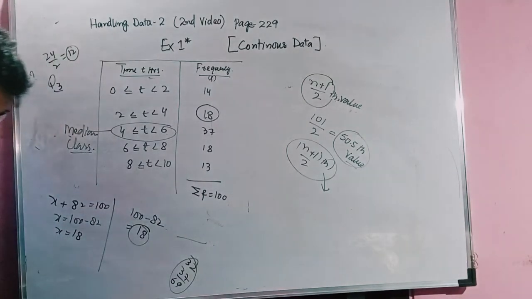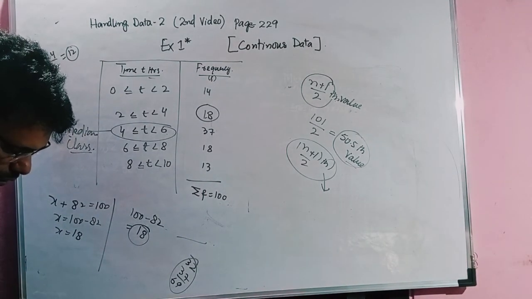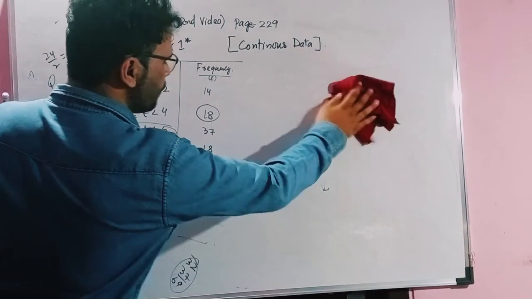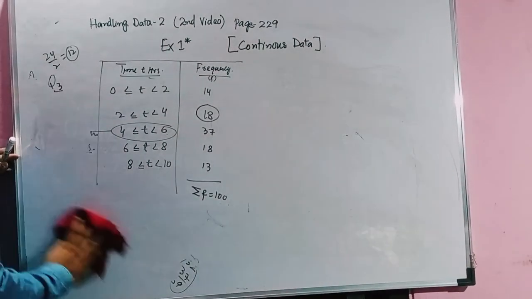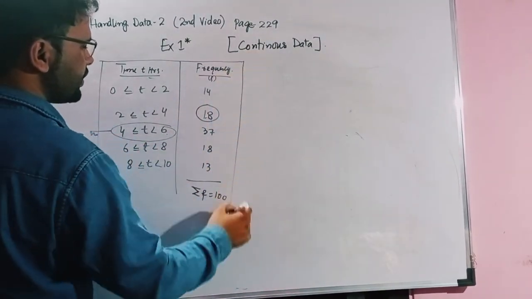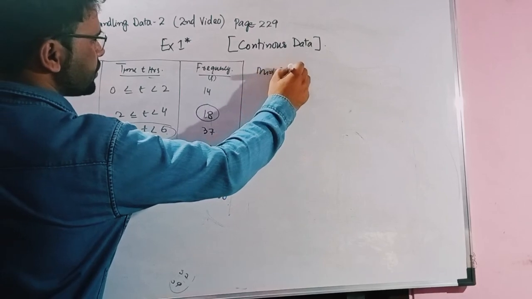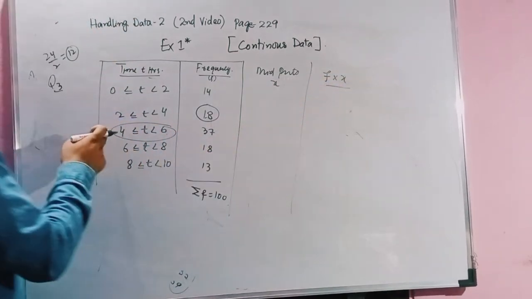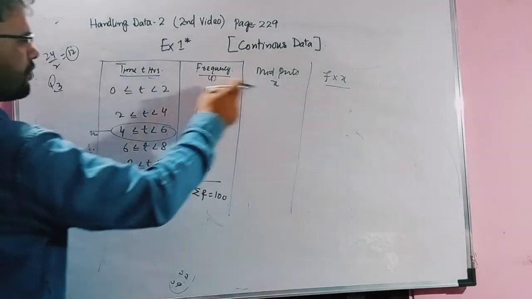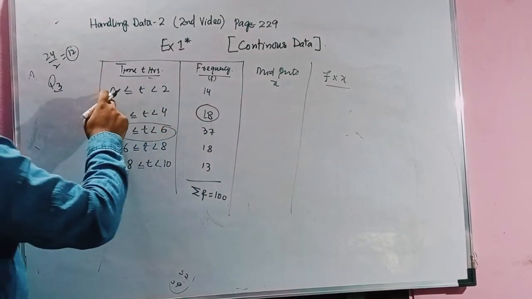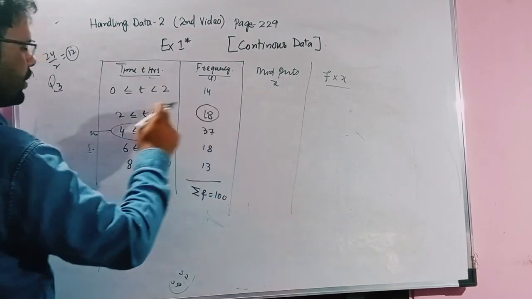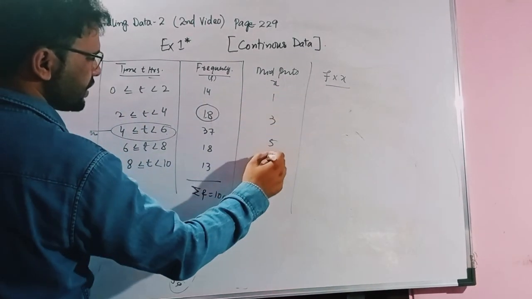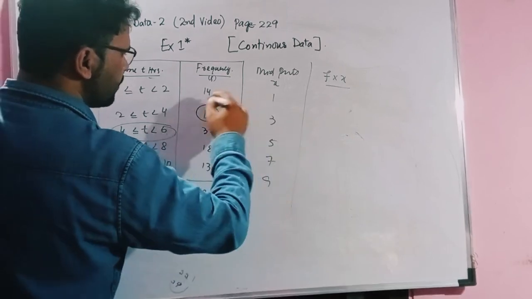Now you can see we have to find the median class and the modal class, and also we have to find the mean. How will we do this? This is very easy. Here we will find the midpoints, that's x. Then we will find f into x. Here we will find the midpoint: 0 plus 2 divided by 2, that's 1. Here it is 3. Here it will be 5. It will be 1, 3, 5, 7, 9, like that. And here it will be f into x.